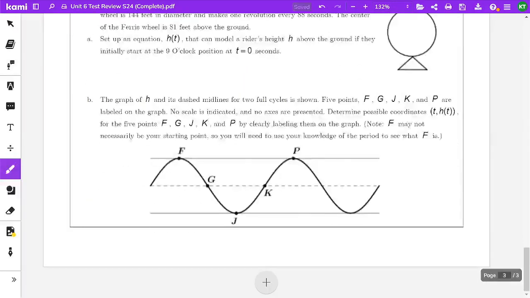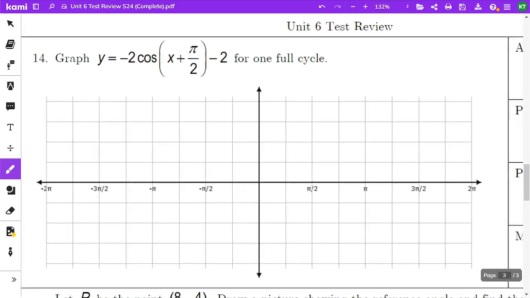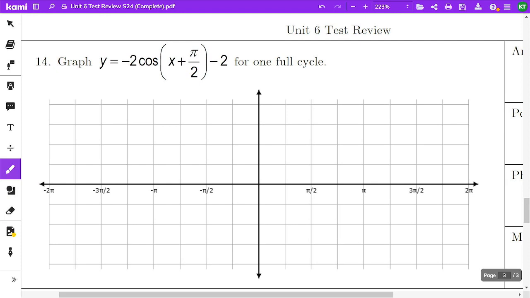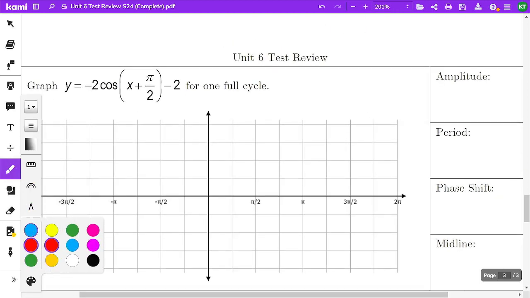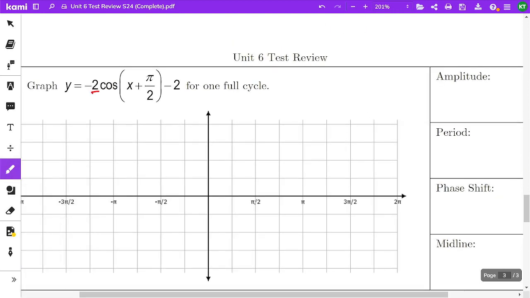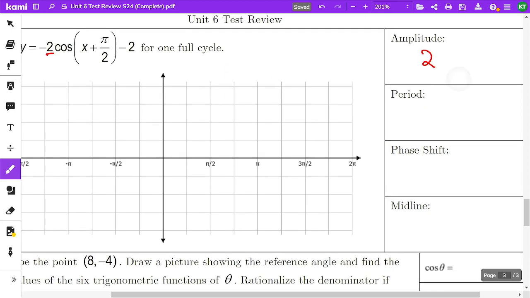All right, moving on to our last 3 questions here. It's going to ask us to graph -2 cosine of x plus pi over 2 minus 2 for one full cycle. First, we're going to start off with our amplitude. Our first number here, which is 2. A is going to be equal to 2. Next, we have our period. Our period is indicated by our b value. That's in front of our x.